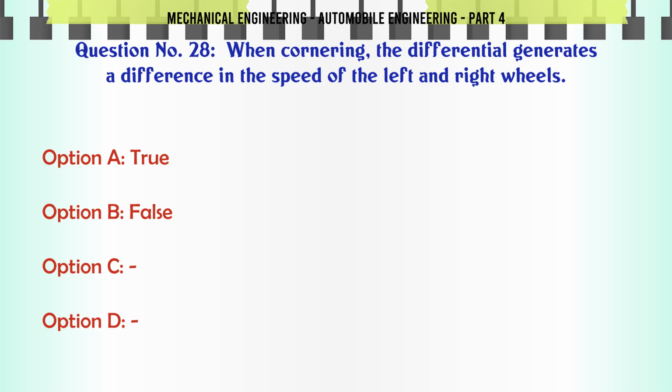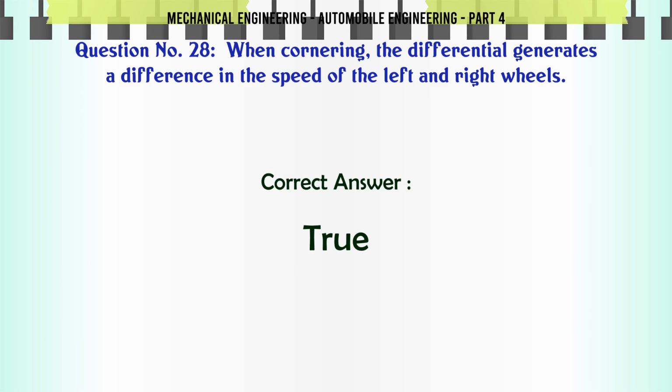When cornering, the differential generates a difference in the speed of the left and right wheels. A. True, B. False. The correct answer is true.